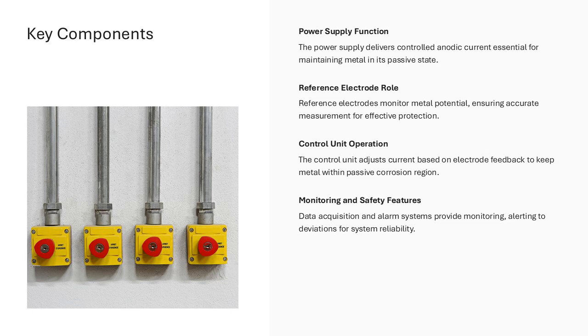Additional components may include data acquisition systems for monitoring and recording performance, alarms for detecting deviations, and protective enclosures for harsh environments. The reference electrode, often made of materials like platinum or silver chloride, is critical for accurate potential measurement. The control system uses this data to ensure that the metal remains within the passive region, avoiding both active corrosion and transpassive breakdown. Proper selection and maintenance of these components are vital for the reliability and effectiveness of anodic protection systems. Designing an anodic protection system involves several critical considerations.